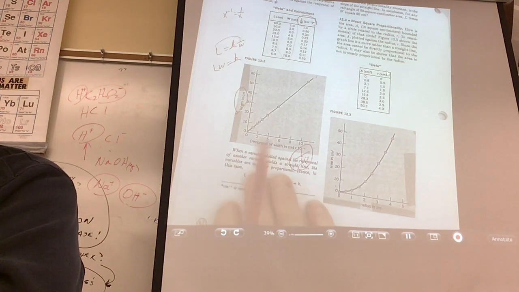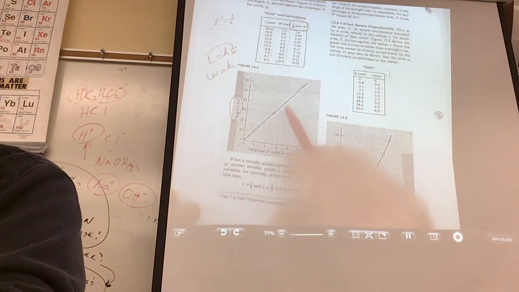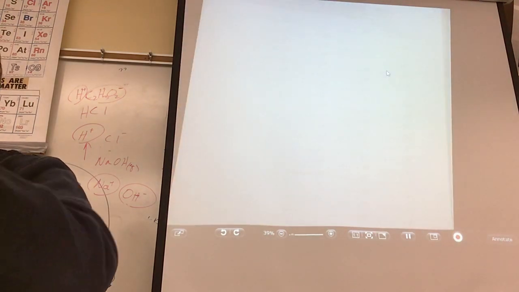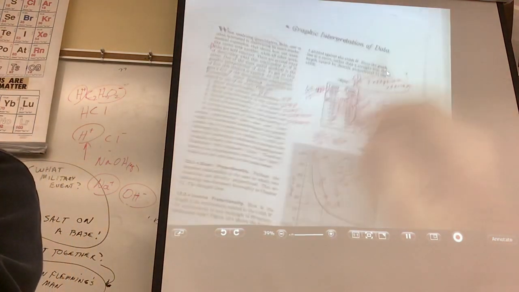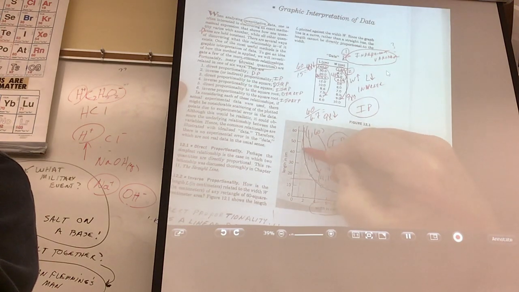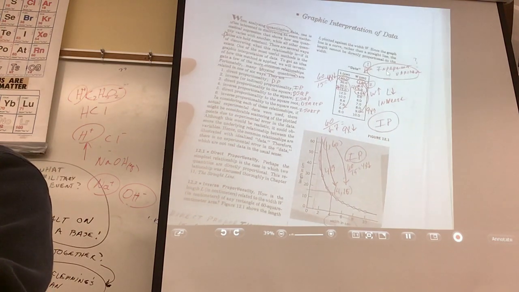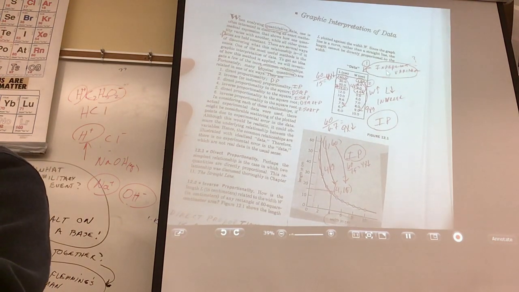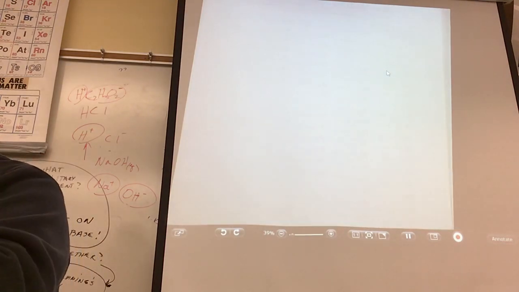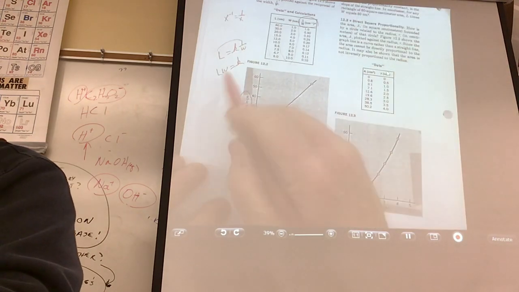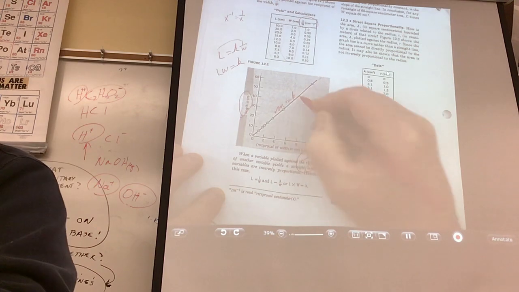How many slopes does a straight line have? 1. How many slopes does this curved line have? Infinite. There's a slope here, there's a slope here, there's a slope here. A curved line has an infinite number of slopes. There's no way you can find a constant on a curved line like that. But guess what I can do now? Now I can say L times W equals whatever the slope of that line is. The slope of that line is going to be my constant.